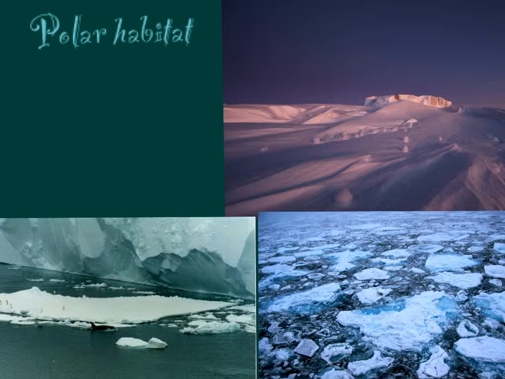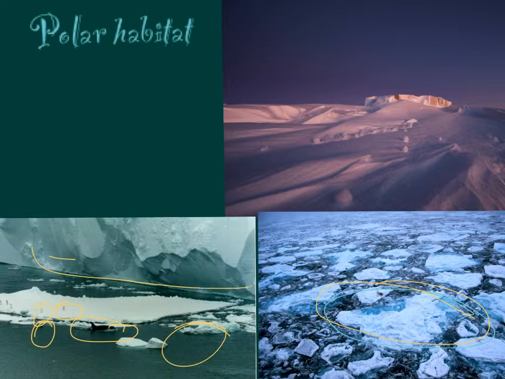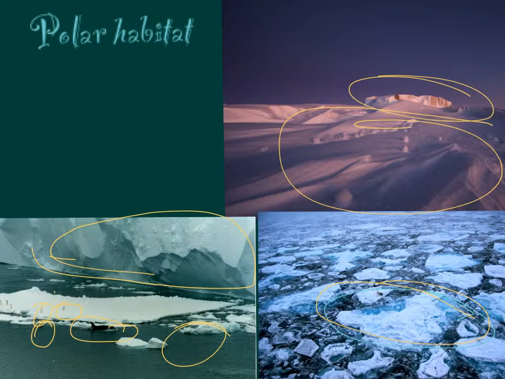This is the polar habitat. In the polar habitat, you can find a lot of ice and water, and you can find some animals that are orcas and penguins and seals. You can find a lot of snow, chunks.